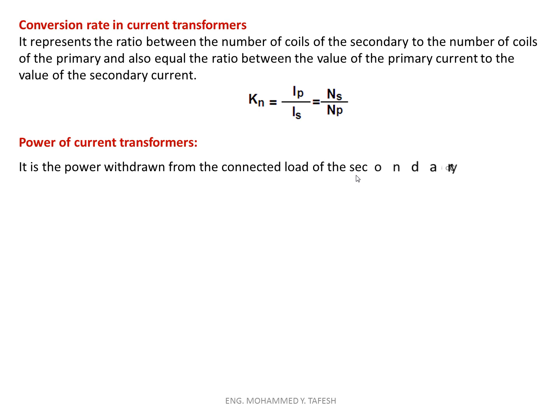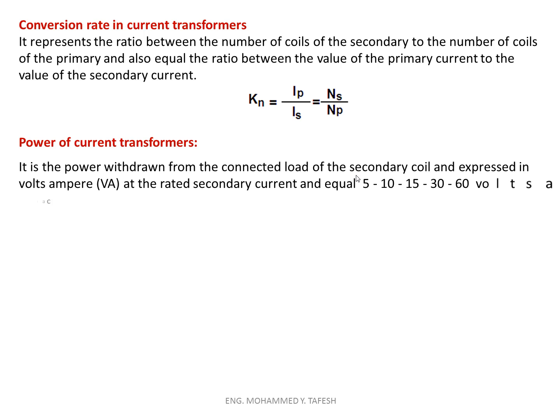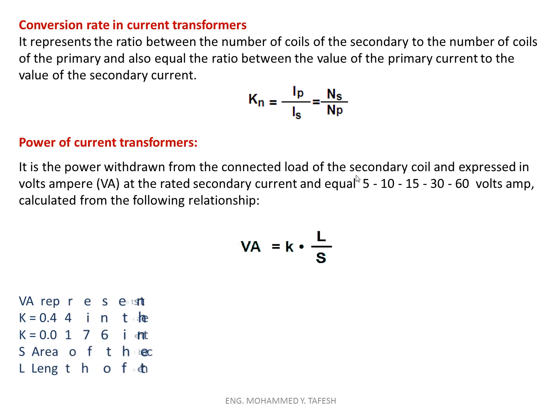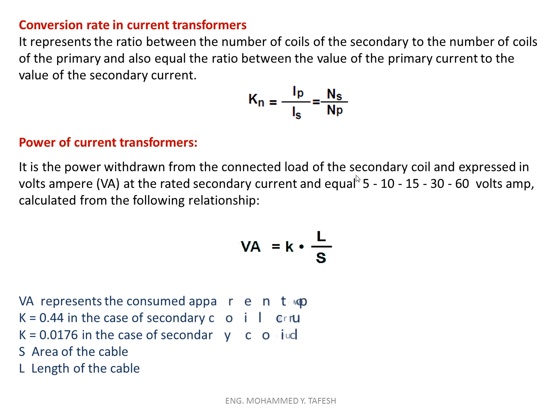If we talk about the power of current transformer, it is the power withdrawn from the connected load of the secondary coil and expressed in volt ampere as the rated secondary current and equal 5, 10, 15, 30, 60 volt ampere, calculated from the following relationship. Volt ampere represents the consumed apparent power.